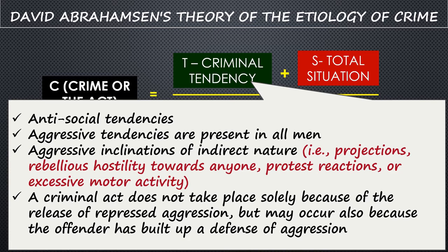And we have those aggressive inclinations of an indirect nature. Projection, say for example, we blame others, we go against others, that is rebellious hostility towards anyone. We protest, okay, or because of our excessive motor activity, accordingly, we have that tendency to commit aggression against other people. And a criminal act does not take place solely because of the release of repressed aggressions, but may occur also because the offender has built up a defense of aggression.